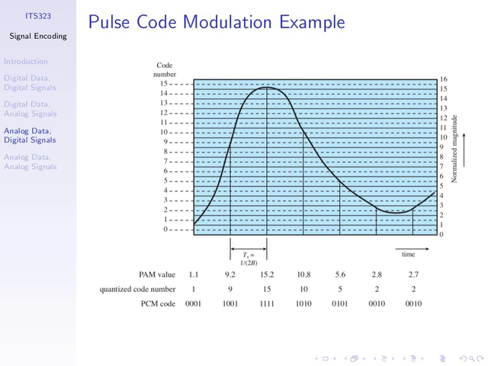Let's increase the sampling rate. Let's say we sample at twice the rate. Instead of 1,000 samples per second, let's say we sample twice as fast. We said increase the sampling rate, increase the accuracy at the receiver. Let's increase it to 2,000 samples per second. Still 4 bits per sample, 2,000 samples per second. We need to send 8,000 bits per second.